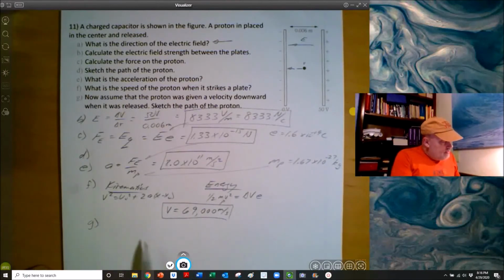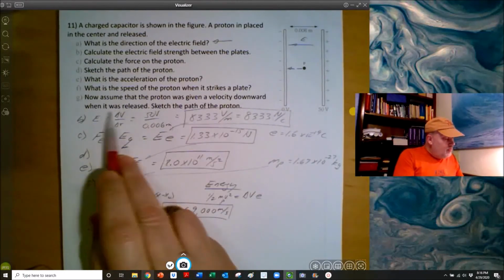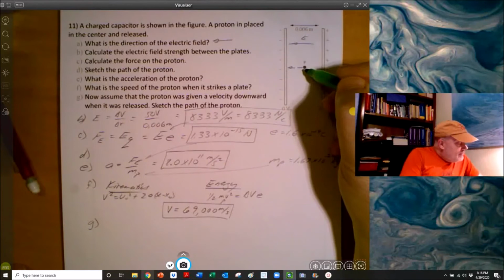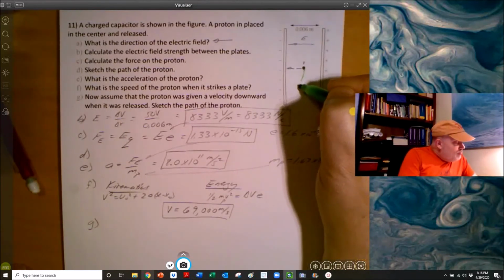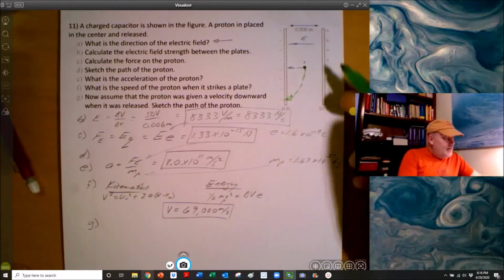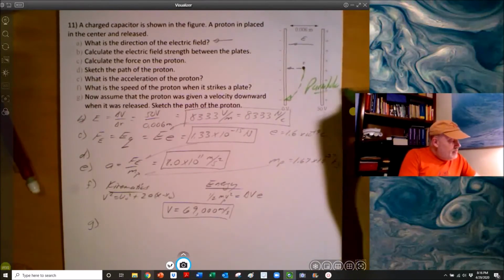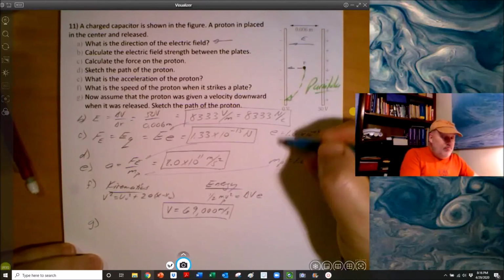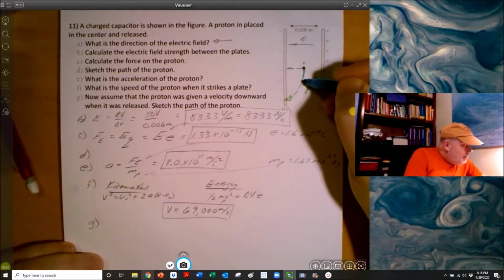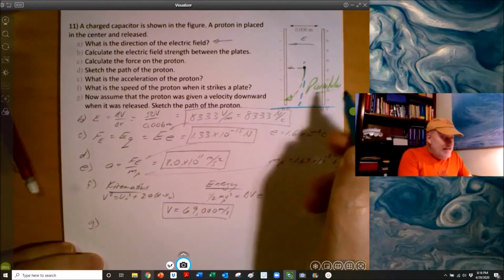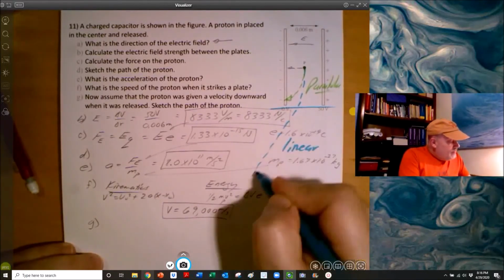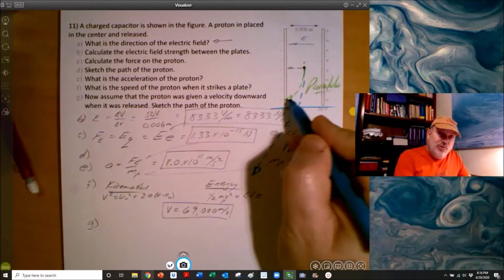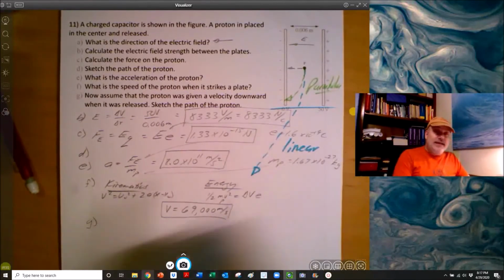And then G says, now assume the proton has velocity downward when it's released. Sketch the path. The force is to the left. If the velocity's down, it's going to be like a baseball. It's going to have a parabolic arc downward. And if it hits the plate, that's a parabola. Sorry, it's kind of messy. Now, if it goes fast enough, it will exit out before it hits the plate. And so this top part here will be a parabola until it leaves. And then after that, it will just go straight, because an object in motion stays in motion when it doesn't have the electric force pushing down on it towards this plate anymore. So parabolic inside, linear outside.